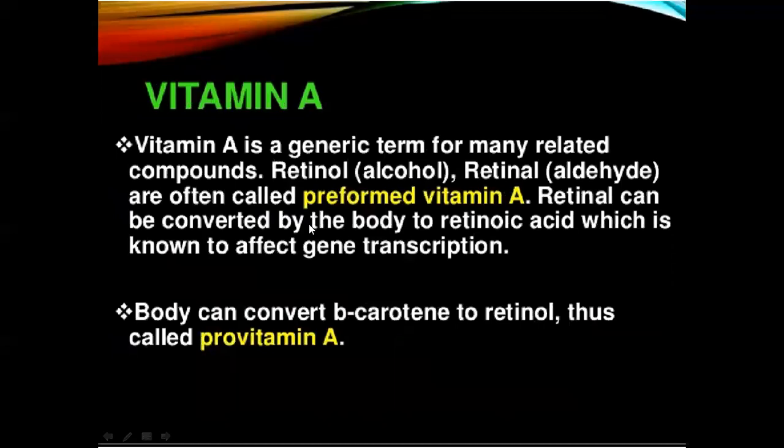Vitamin A. Vitamin A is a generic term for many related compounds like retinol, the alcohol, and retinal, the aldehyde, often called preformed vitamin A. Retinol can be converted by the body to retinoic acid, which is known to affect gene transcription. The body can convert beta-carotene to retinol, thus it is called provitamin A.